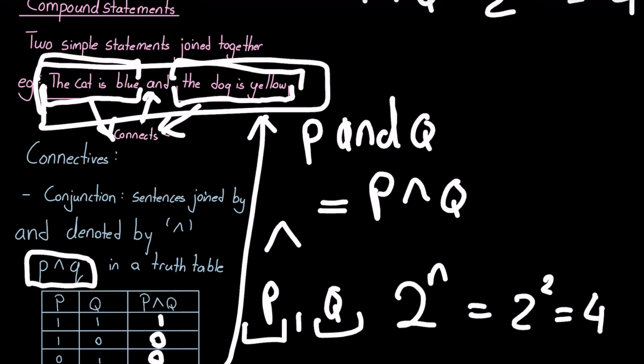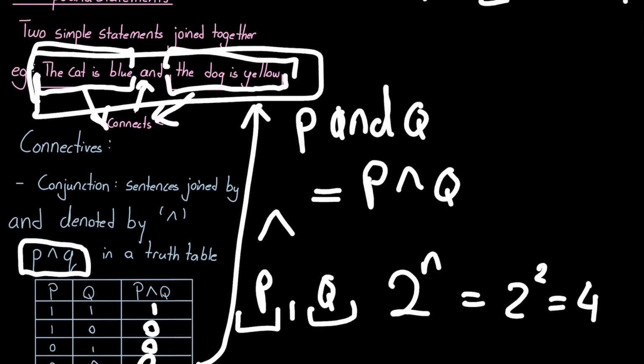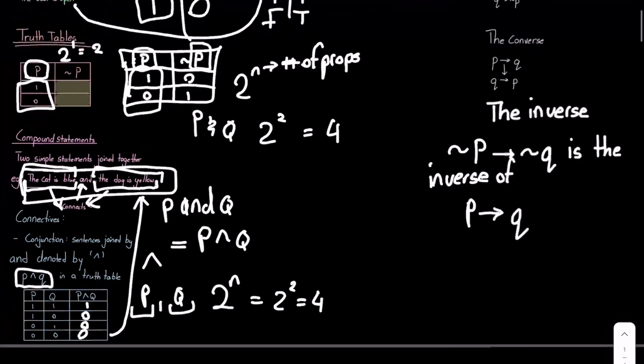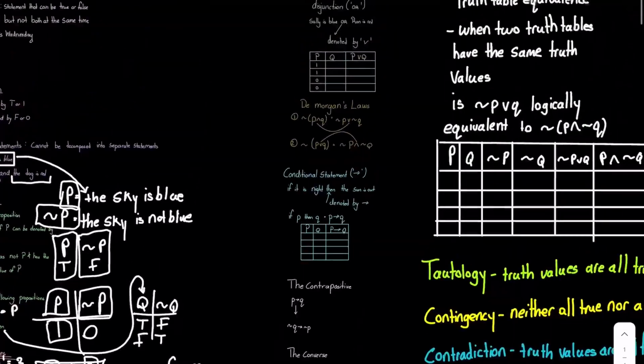The proposition is that the cat is blue and the dog is yellow. That is a true statement. So we need both of those to be true. And if they're both not true, then it's not correct. So we can't say that. So every other truth value would be 0. Great. Now we're going to be moving on into disjunction.